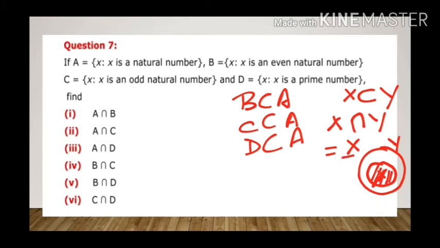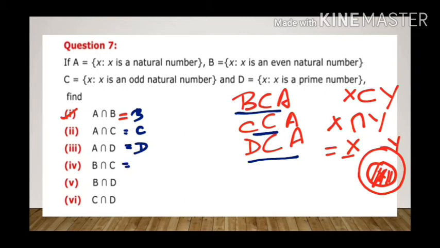Now we will look at the first one, A intersection B. B is a subset of A, that means A intersection B will be the smaller set B. A intersection C, since C is a subset of A, the intersection will be the smaller set C. Similarly, A intersection D will be D.